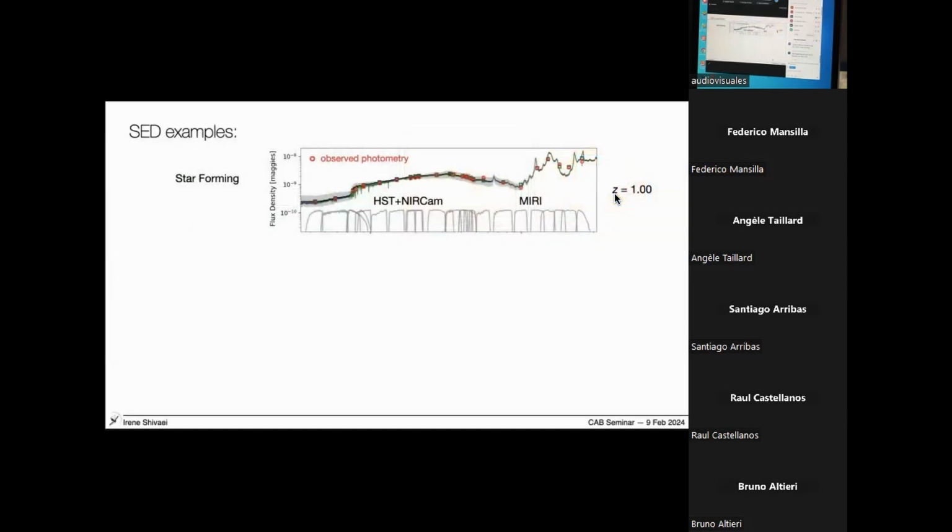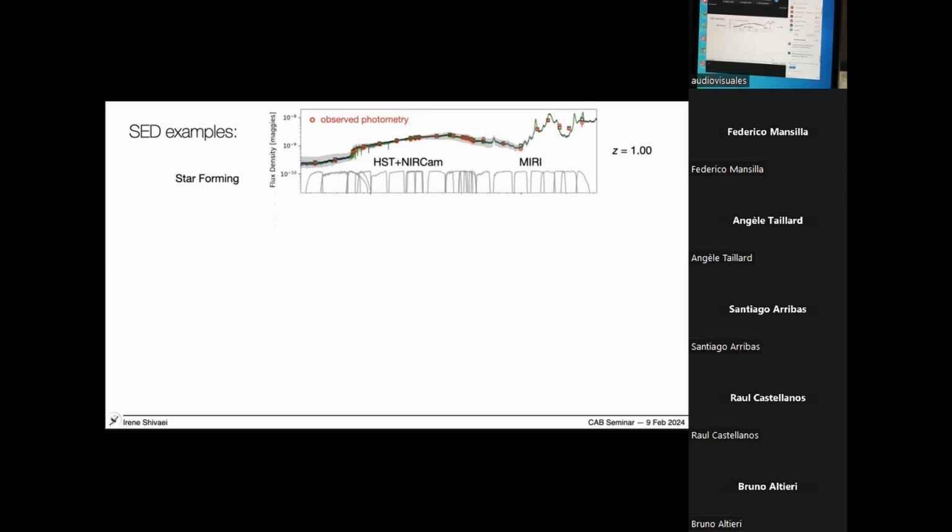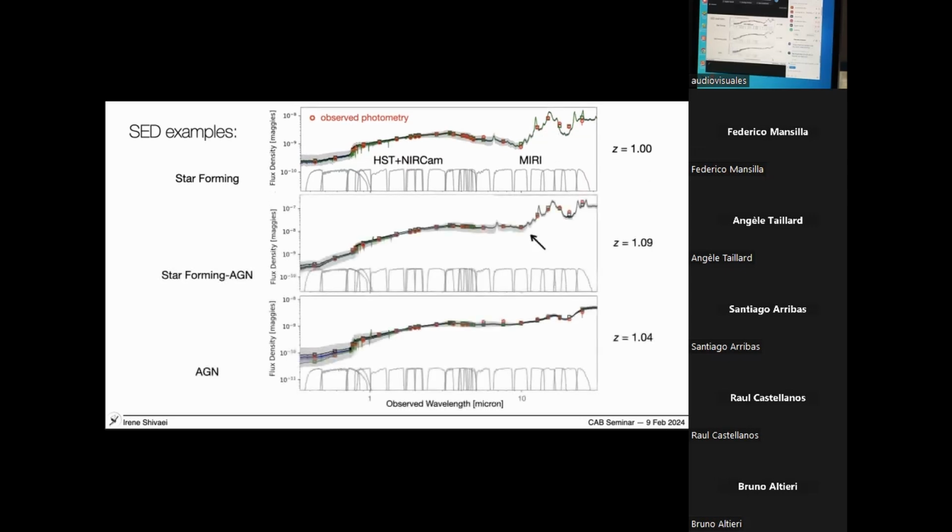So more quantitatively, this is an SED example of one of these galaxies at redshift 1. It has marvelous coverage from HST and NIRCam, and then MIRI tracing the mid-infrared dust emission. And one of the powers of having this full wavelength coverage is that we can very well separate the AGN emission from star-forming emission in these galaxies.